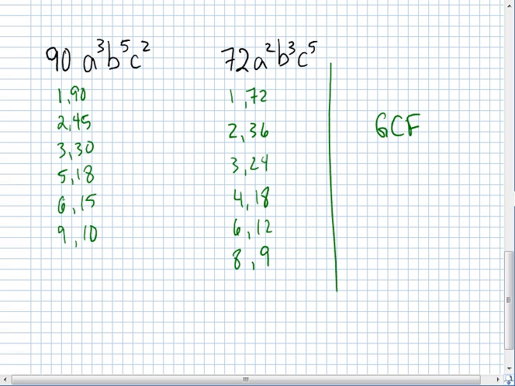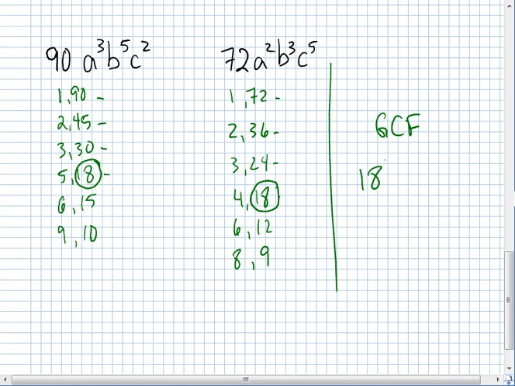Okay, so I've written out all the factors of the coefficients there, 90 and 72. If you start scanning, looking at the bigger numbers first, and keep looking until you find a set that matches. In other words, I have 90 here, 72, 45, 36 doesn't work, 20, 30, 24, no, 18, 18. There we go. There is my greatest common factor just for the coefficient. So I know my GCF is going to be 18 something, okay?